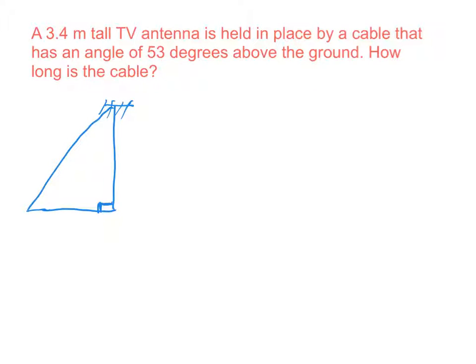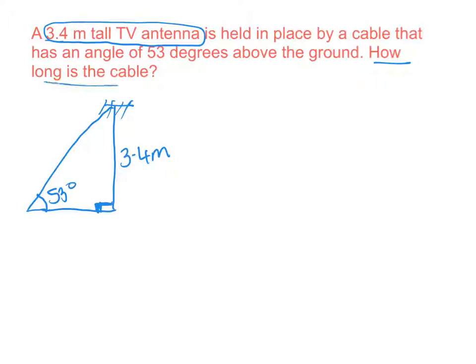And let's hope our TV antenna is at right angles to the ground, otherwise it might not be straight for very long. It has an angle of 35 degrees, and we know that the TV antenna is 3.4 metres tall. And we want to know how long is the cable. So we'll call that x. So here's the cable. Alrighty, so reference angle here, straight across from the reference angle is the opposite side.